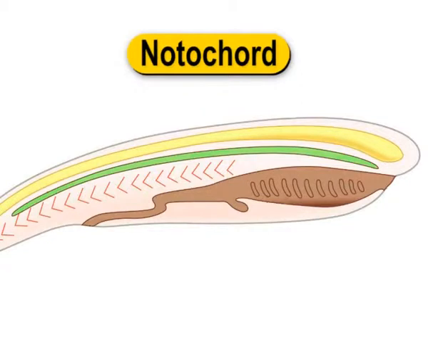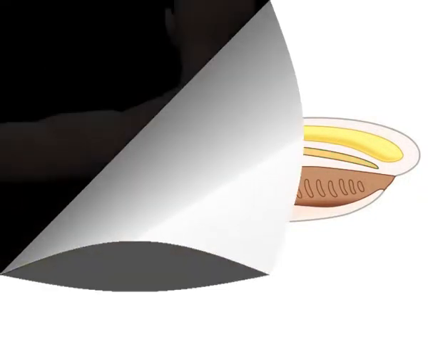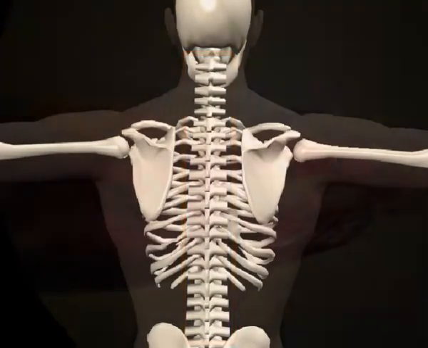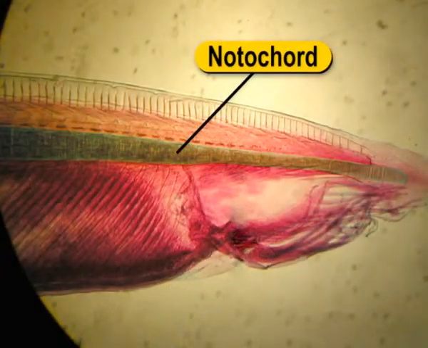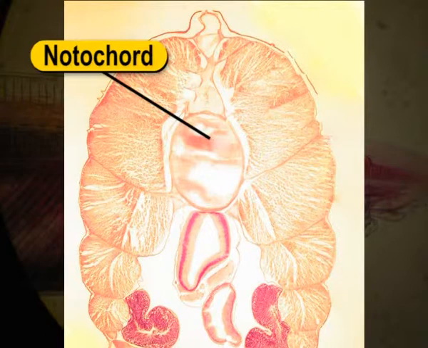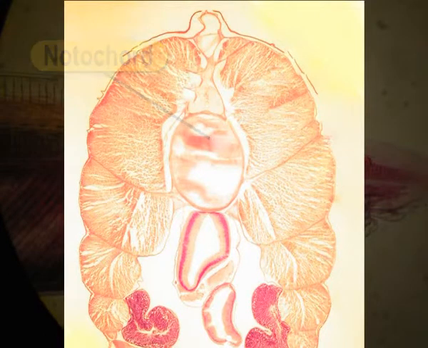Notochord. The notochord is an elongated, rod-like skeletal structure dorsal to the gut tube and ventral to the nerve cord. The notochord should not be confused with the backbone or vertebral column of most adult vertebrates. The notochord appears early in embryogeny and plays an important role in promoting or organizing the embryonic development of nearby structures. In most adult chordates, the notochord disappears or becomes highly modified.